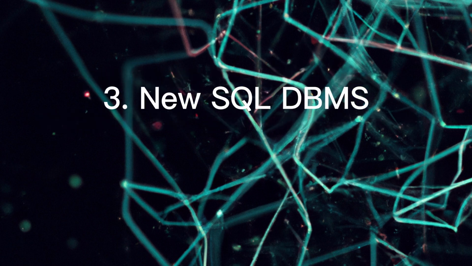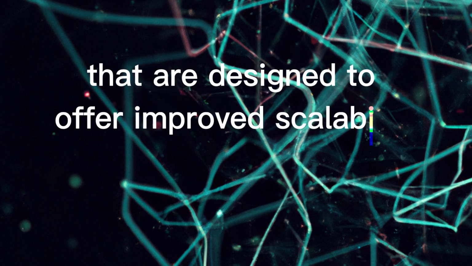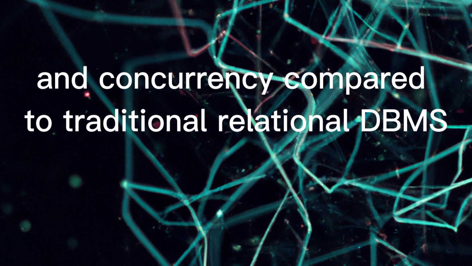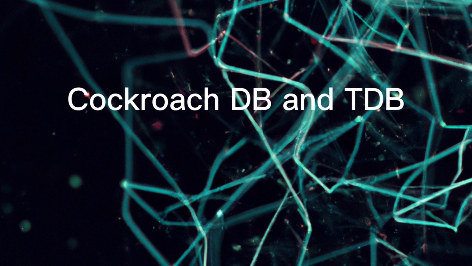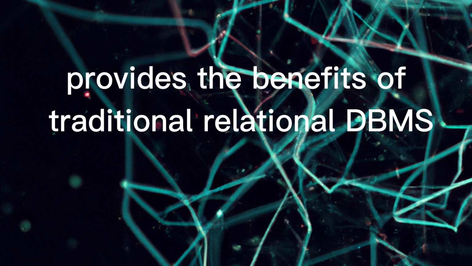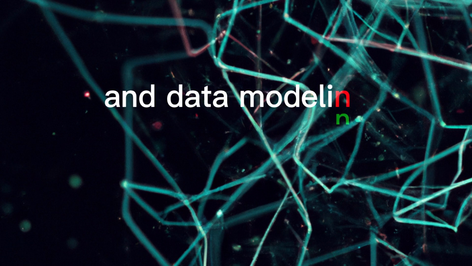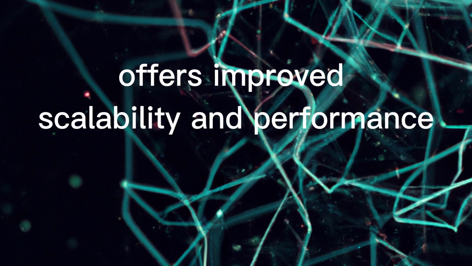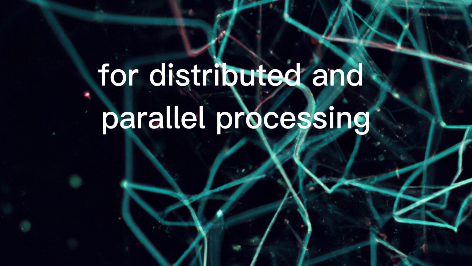3. NewSQL DBMS. NewSQL DBMS are relational databases that are designed to offer improved scalability, performance, and concurrency compared to traditional relational DBMS. Examples include Google Spanner, CockroachDB, and TDB. Provides the benefits of traditional relational DBMS, such as data integrity, transactions, and data modeling. Offers improved scalability and performance for distributed and parallel processing.